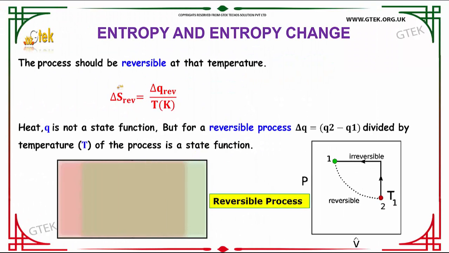So the process should be reversible at that temperature. Here is the formulation: delta S reversible is equal to delta Q reversible divided by T, which is in Kelvin. So Q is not a state function, but for a reversible process, delta Q is equal to Q2 minus Q1 divided by the temperature T of the process, which is a state function.